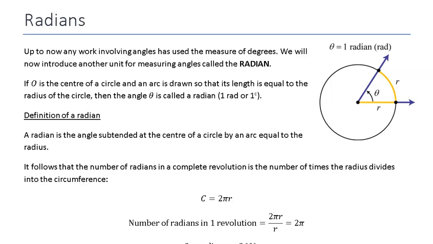Okay, in this video we're going to be looking at radians. Basically, radians is another measure of turn. So traditionally, or up until this point, we've used degrees as our measure of turn, where 360 degrees is a full turn, a full revolution. We're now going to look at radians.